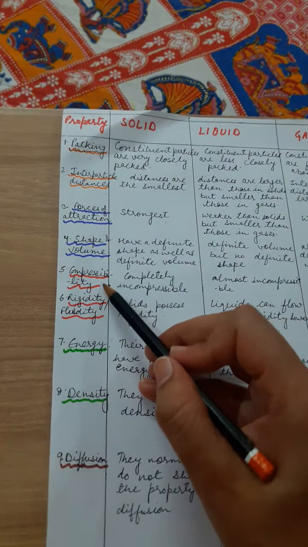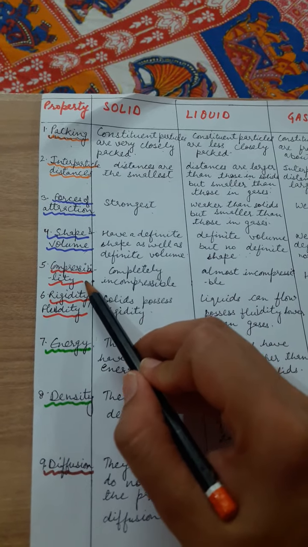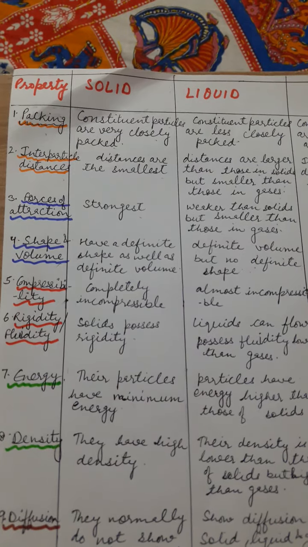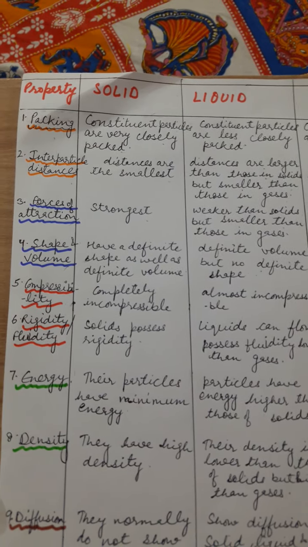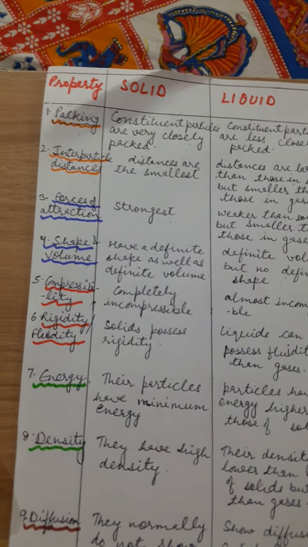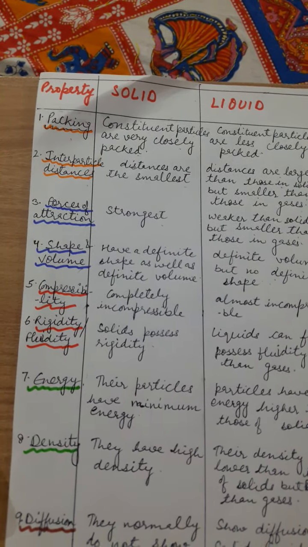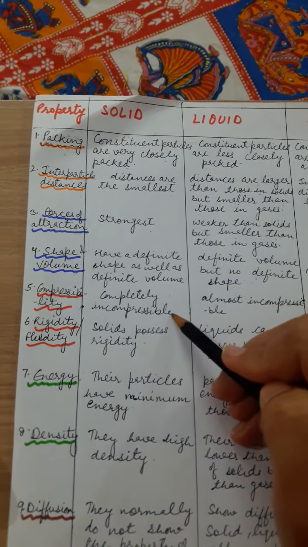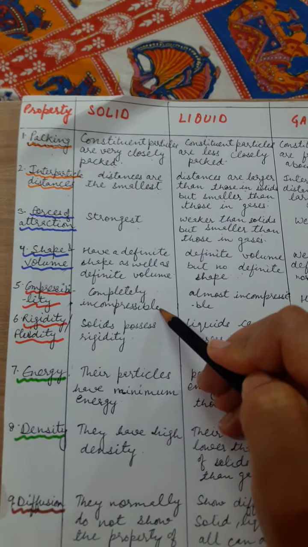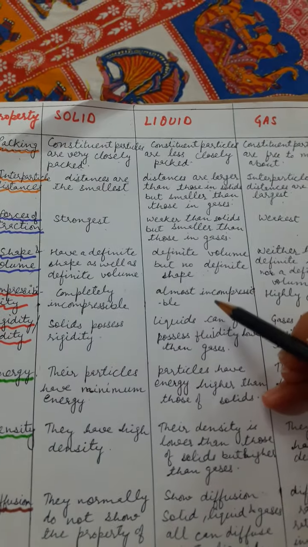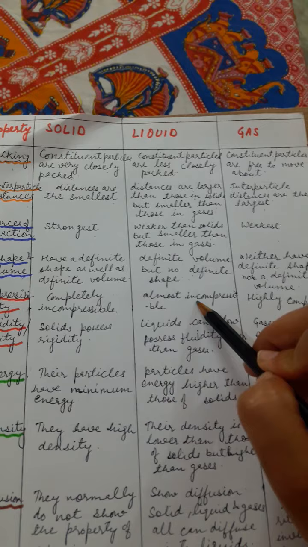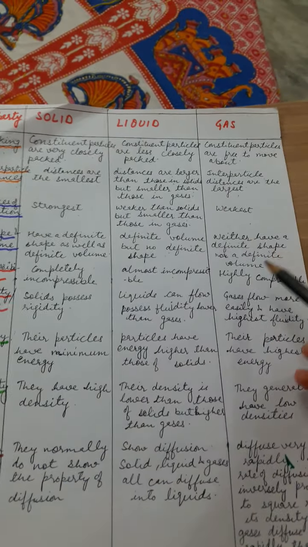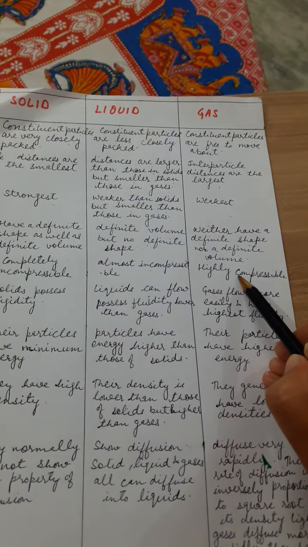Next is compressibility. What is compressibility? It is the tendency to decrease volume when some outside force is applied. In the case of solids, they are completely incompressible. We cannot compress solids. Liquids are almost incompressible, a little bit compressible. But gases are highly compressible. We can compress gases.